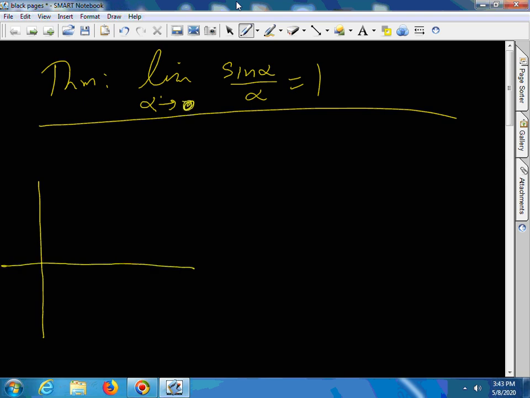And we're going to look at the unit circle. That means R is 1. Oops, that's not a radius. The radius is 1. Now, we're going to look at 3 different areas.